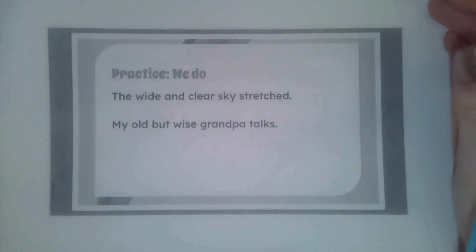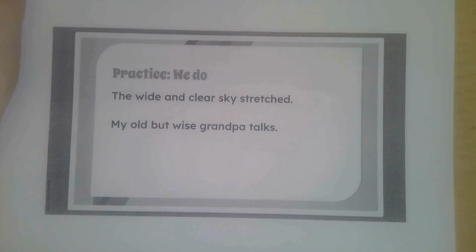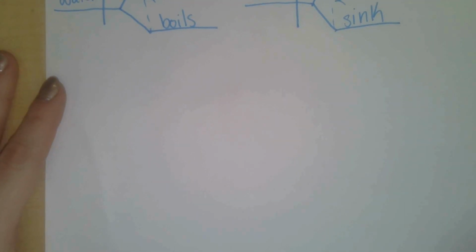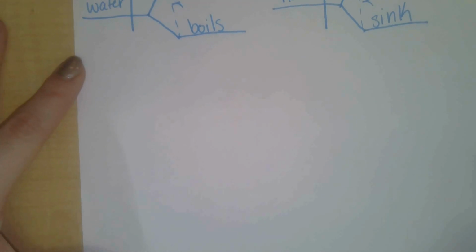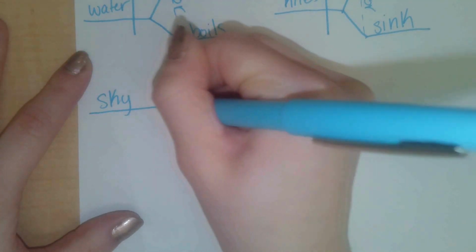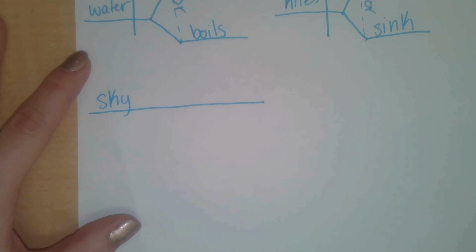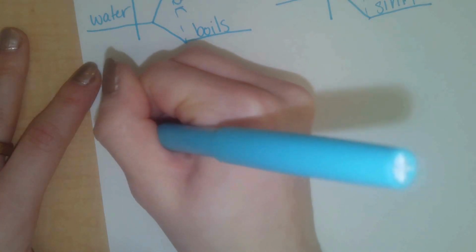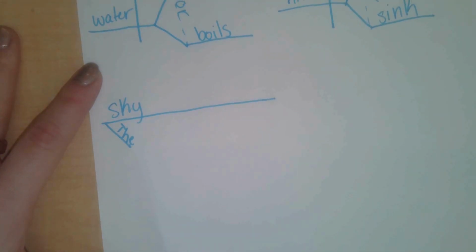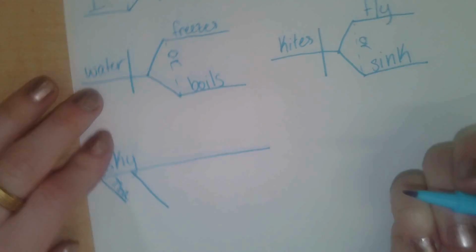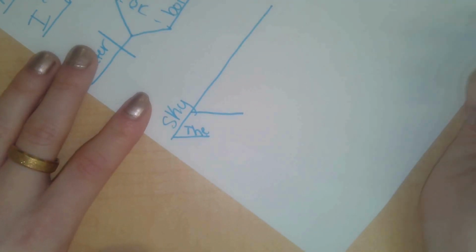Here's our we do practices. The wide and clear sky stretched, my old but wise grandpa talks. For this first one, the wide and clear sky stretched. Our subject, the thing that's doing something, is the sky. We're going to start with sky, do our long horizontal line, and then we're going to start describing the sky before we put the vertical line in. So, first we have the, describing the sky. Which sky is it? It's the sky. Then we have wide and clear. That's going to be our conjunction phrase, or our compound phrase.